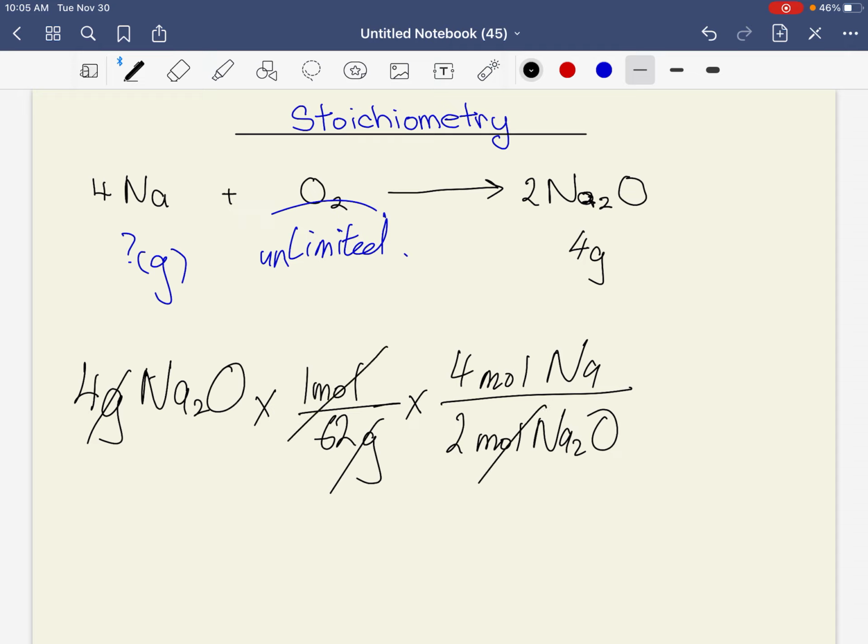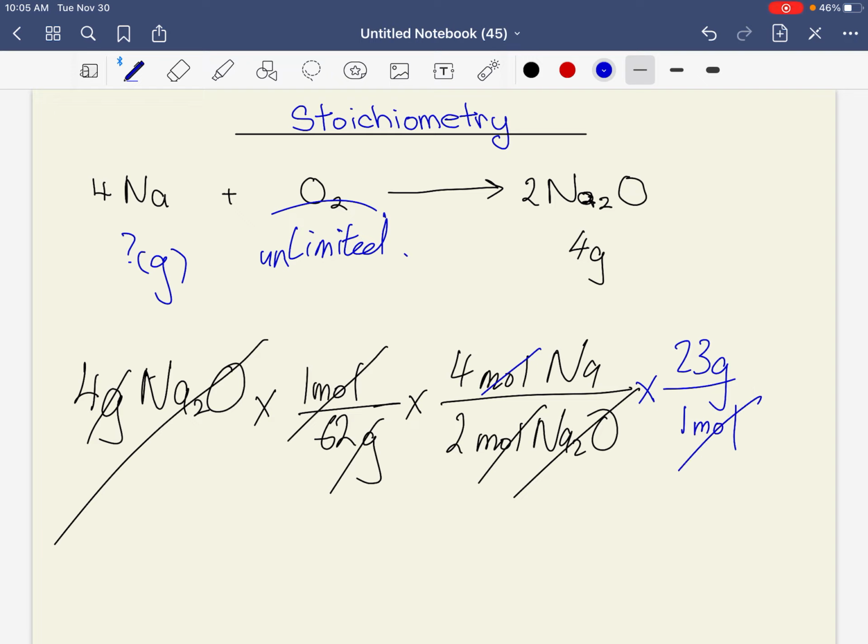Moles and moles cancel. Na2O and Na2O cancel. So now you have moles of Na. I don't want moles of Na. I want mass of Na. I need to know how much I should put on my analytical balance. There's really no such thing as a mole balance. That would be kind of ridiculous if you think about it. All you have to do is, for every mole, it's 23 grams.